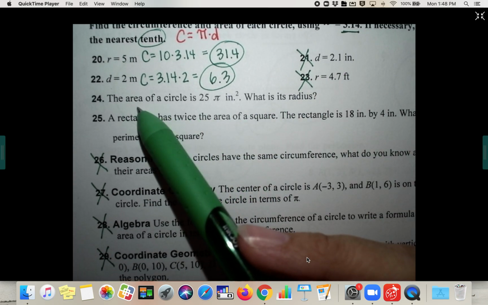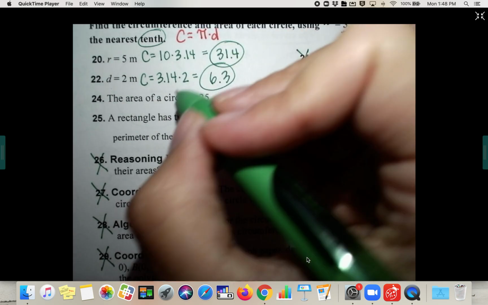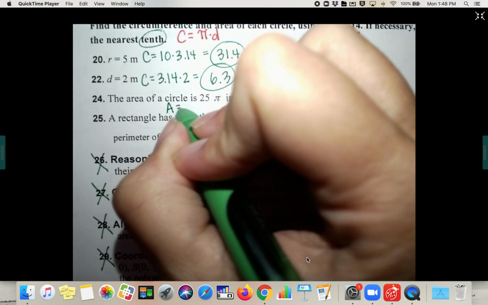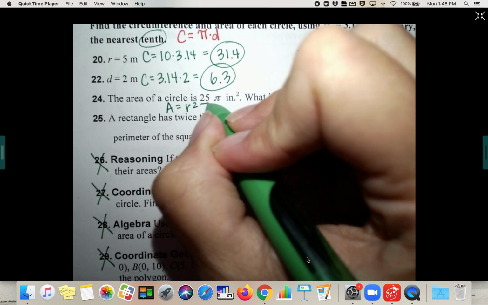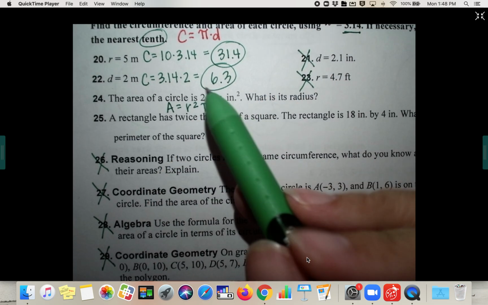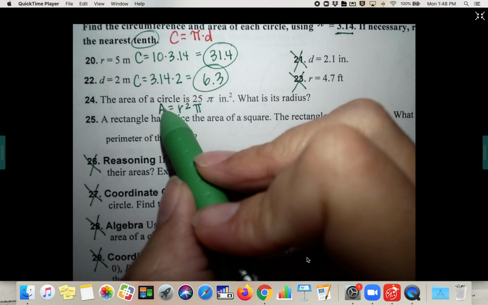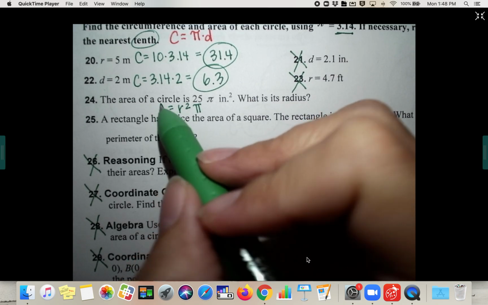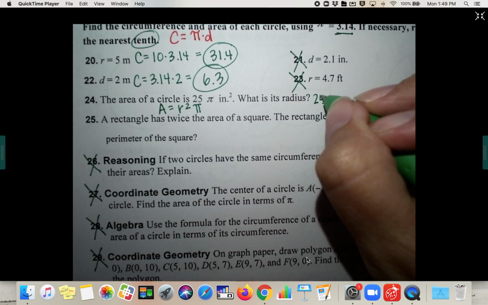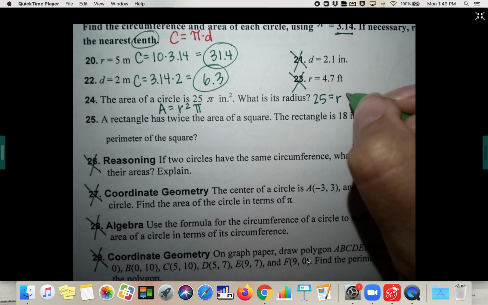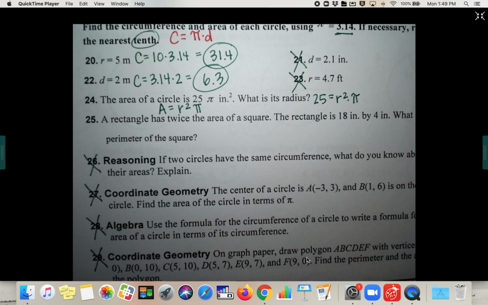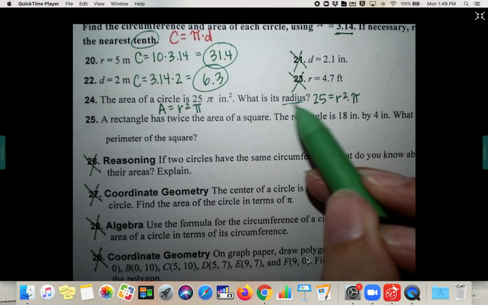Number 24, the area. So let's go back to area. Area of a circle is radius squared times pi, or pi r squared. I just like to put it in that order. The area of a circle is 25, so the area is already done. So this time we'll put the 25 here for the area. So 25 equals radius squared pi. All right, and it wants to know what is the radius.